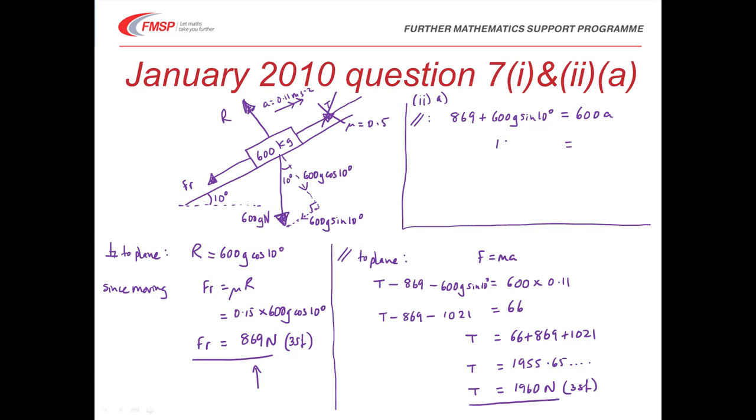Well, that gave me 1889.65 equals 600a. And carefully using the most accurate answers I have, I divided through and got the acceleration, I should say the deceleration, to be 3.149419. Yes, I think I'm pretty convinced that the acceleration down the plane, or the deceleration of the particle, is 3.15 meters per second squared to 3 significant figures, as they say in the question. Good, that's that question finished.